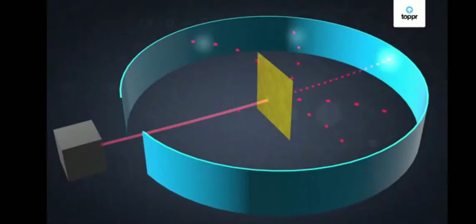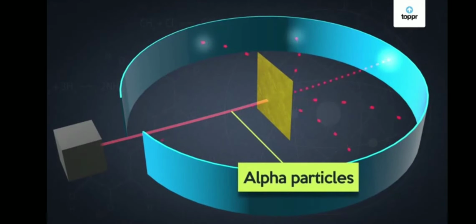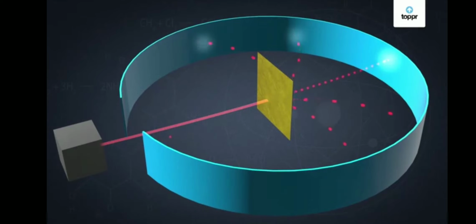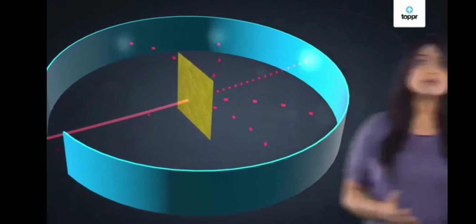Pretty much like bullets being fired from a gun. These particles are positively charged and are called alpha particles. Let's see what happens now. Most of the alpha particles pass straight through the gold foil. Some alpha particles change their path slightly. Surprisingly, 1 out of every 12,000 alpha particles appear to rebound.